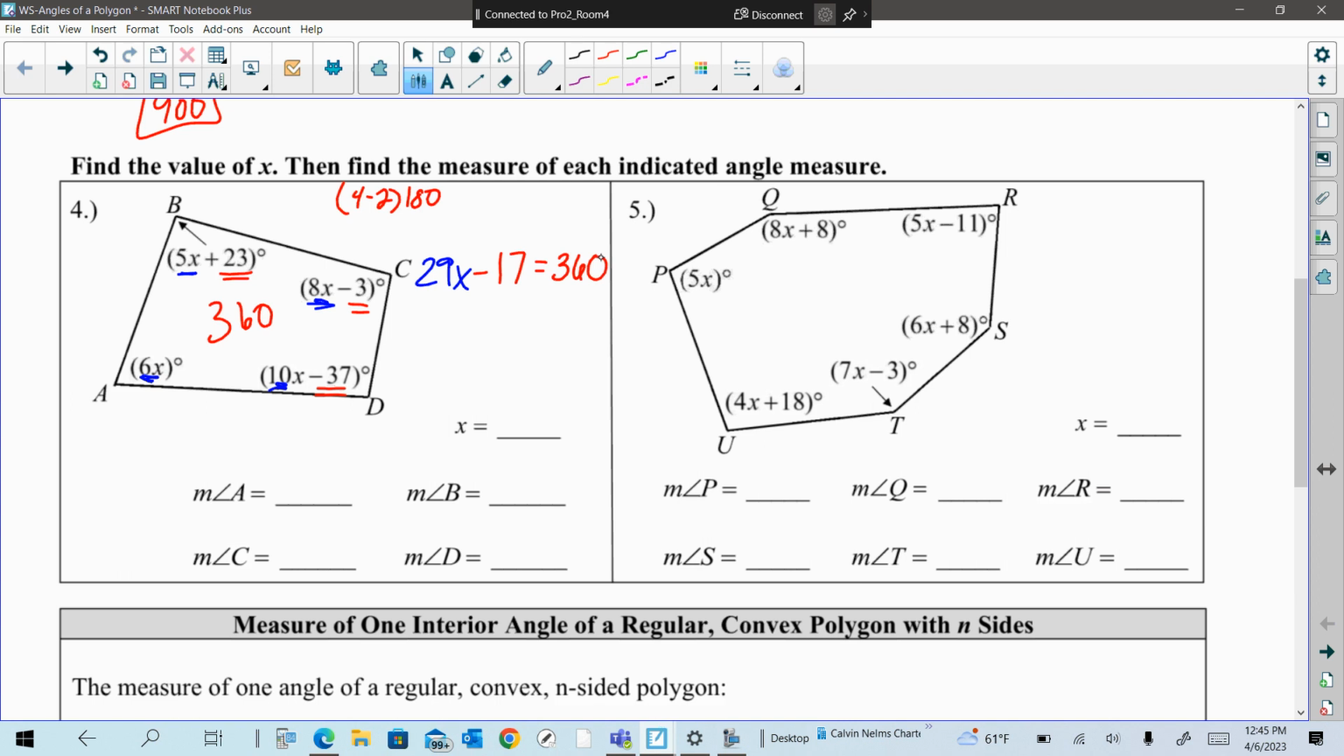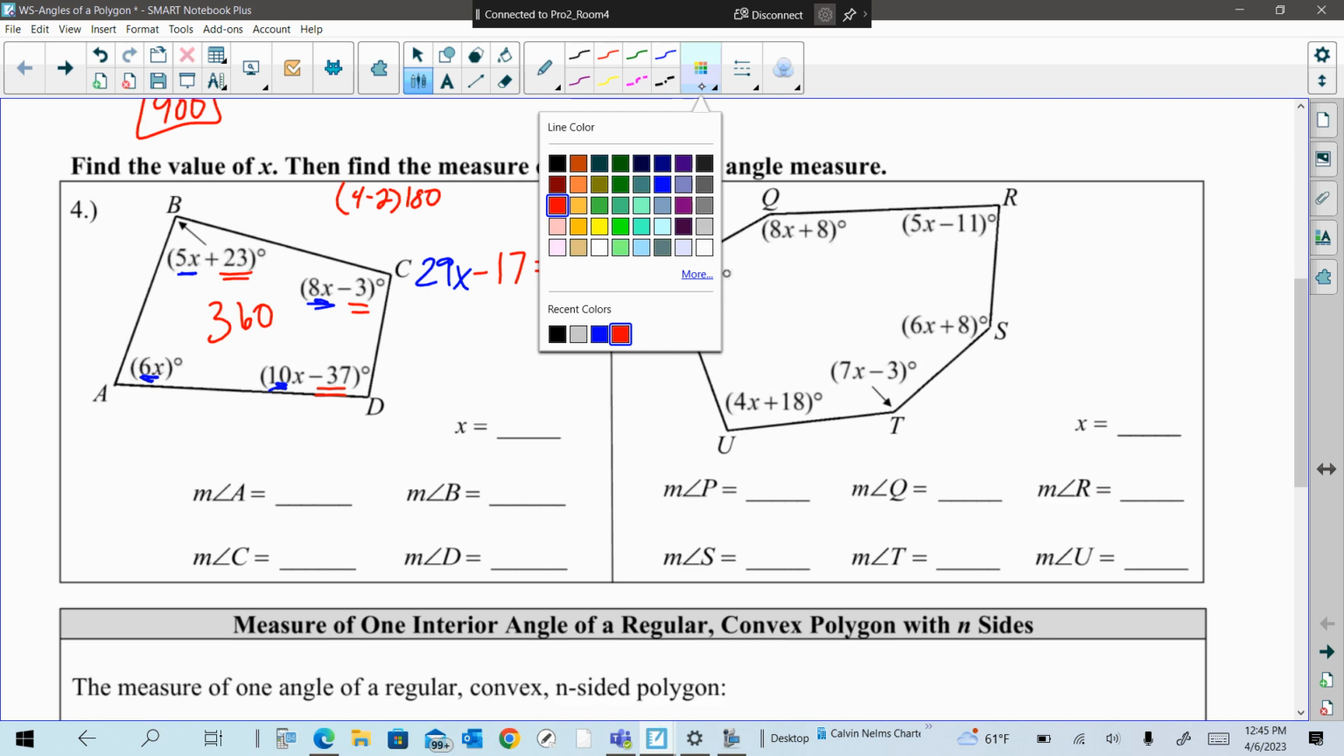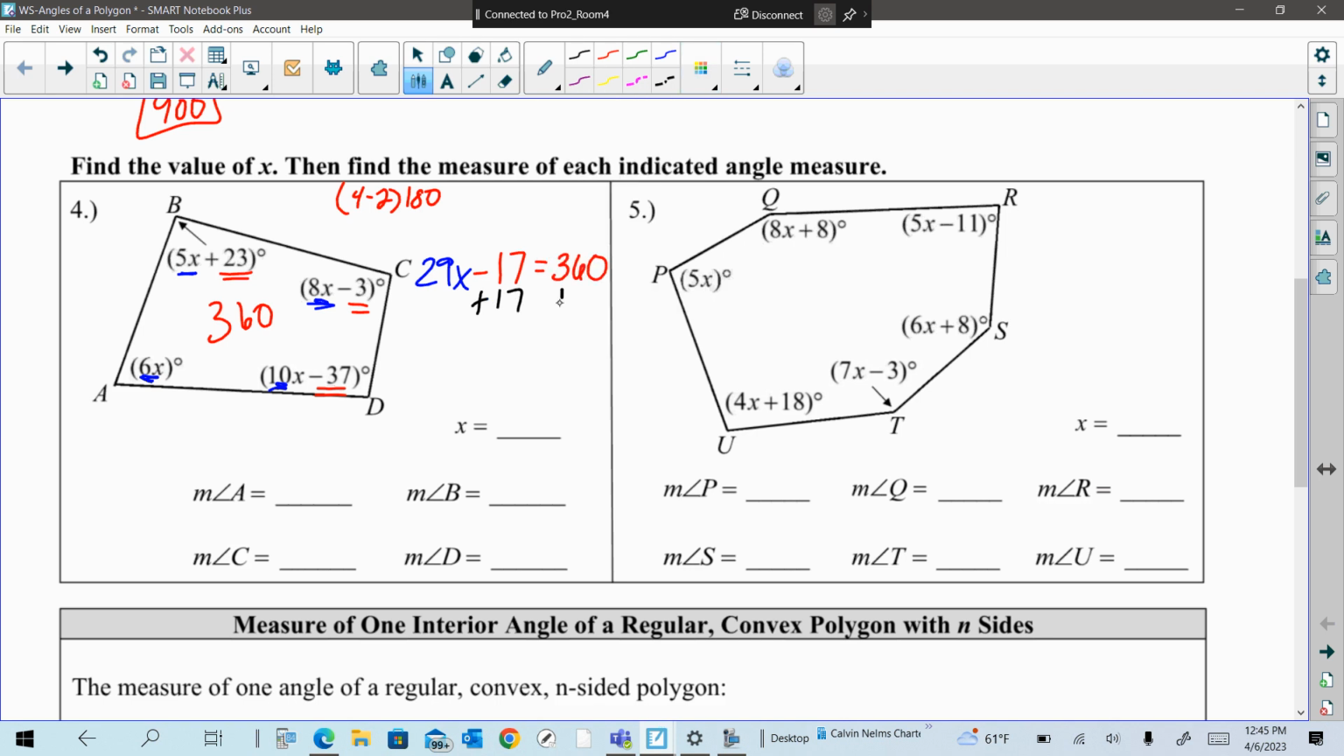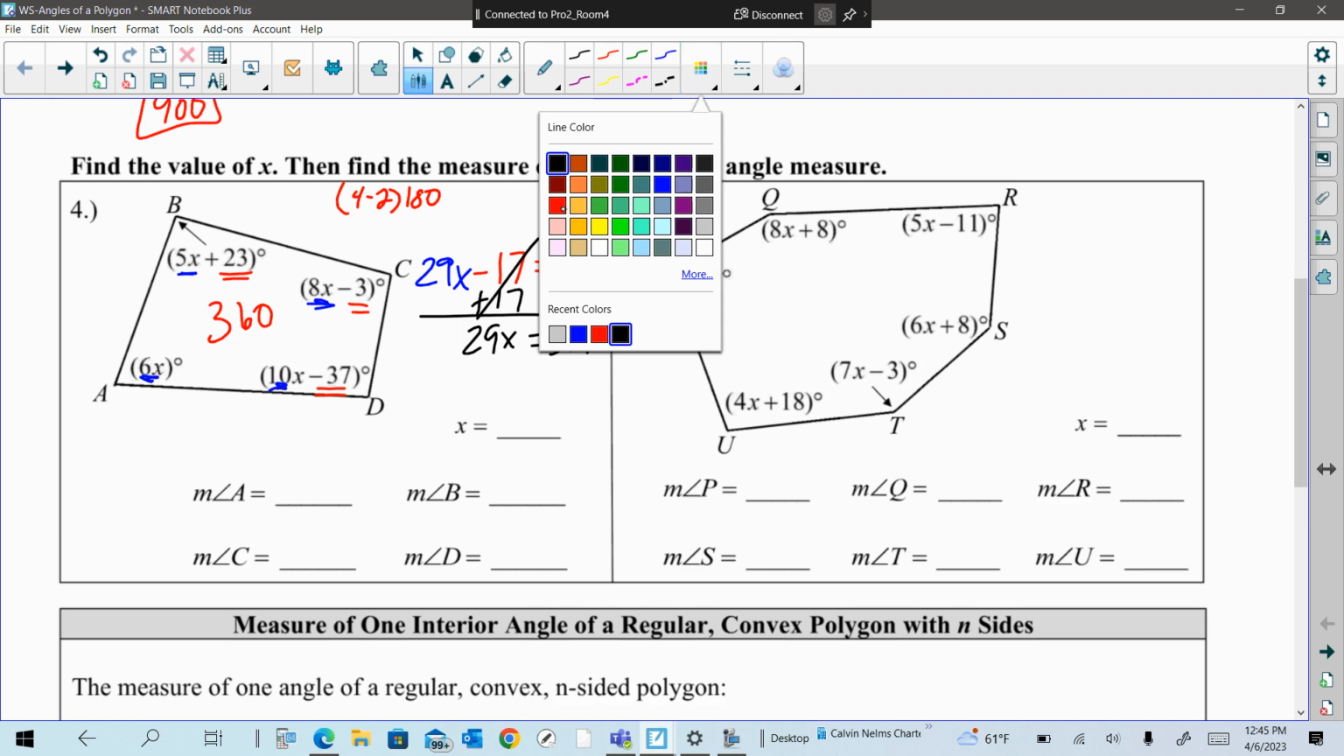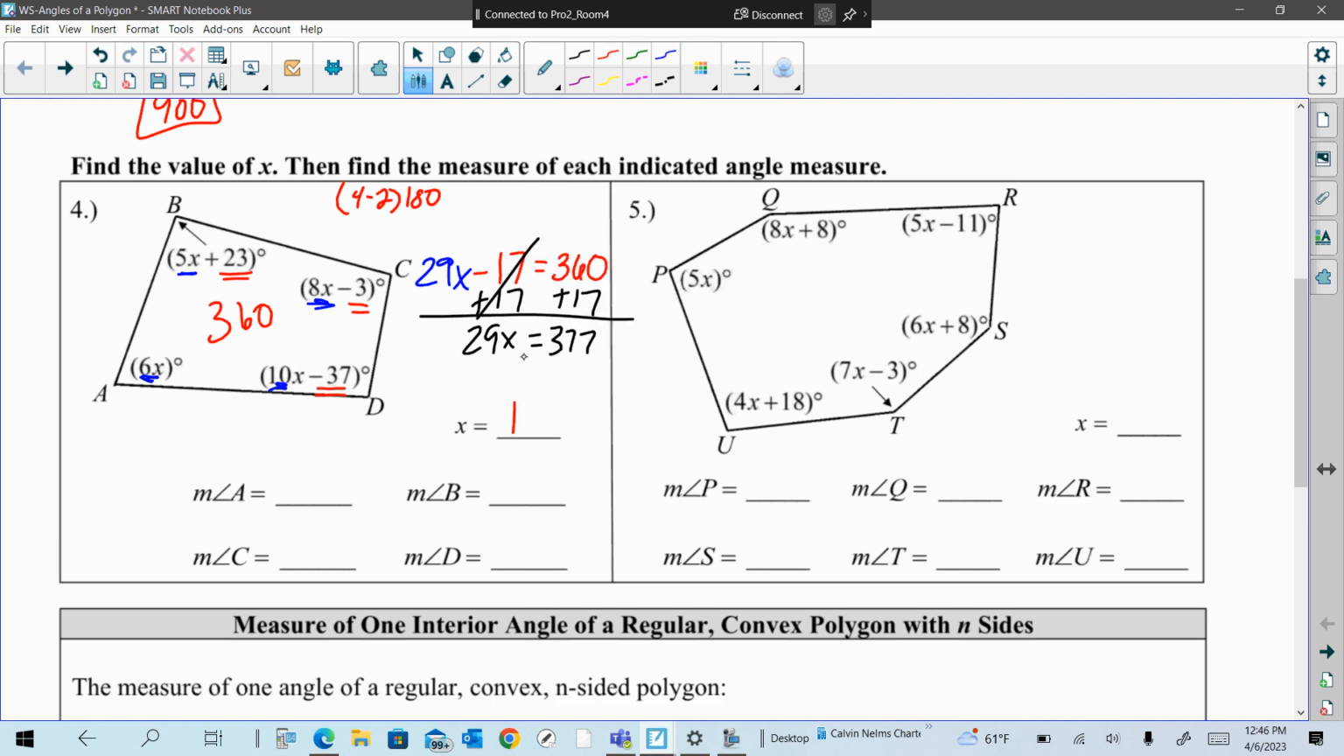So you have to write an equation. I am going to check for your equation. And then we're solving the equation. Here we have to add the 17 on both sides. We get 29x equals 377. And then we're dividing by 29, right? Solving for x. So our value for x, I believe, is 13. Was that right? Yes.